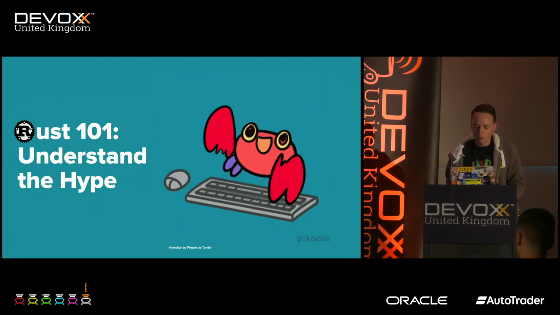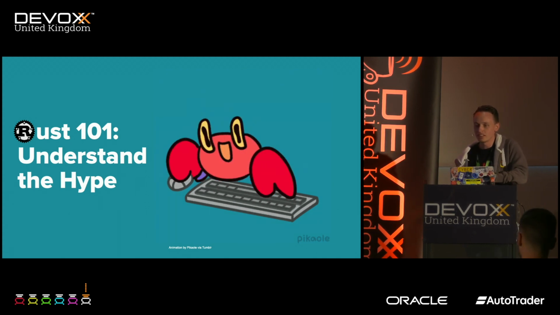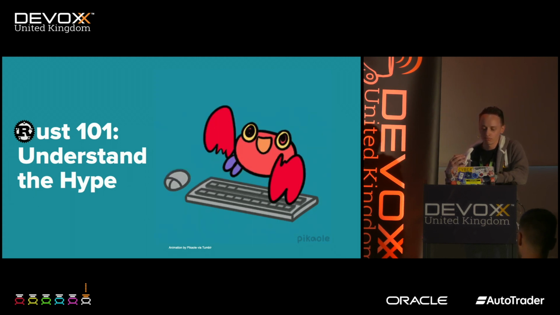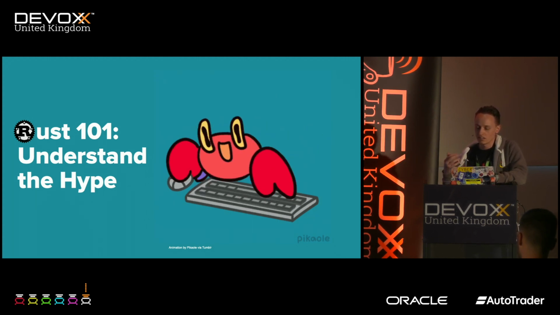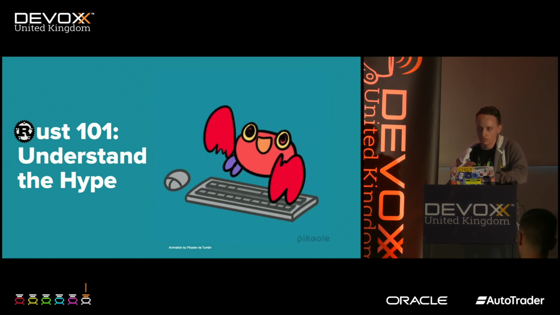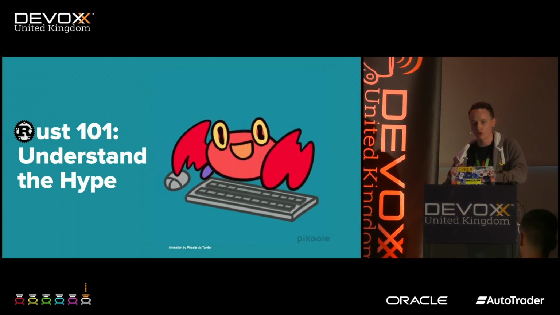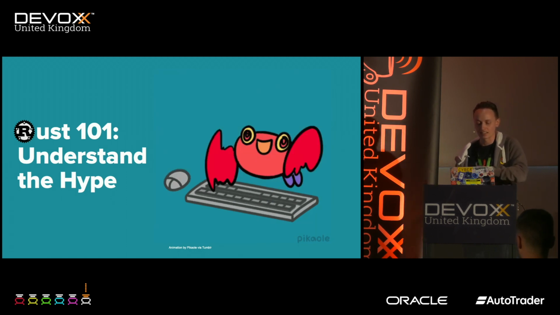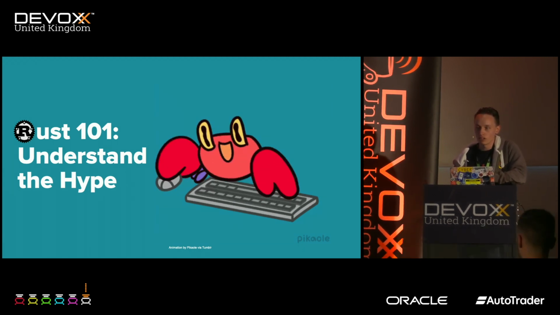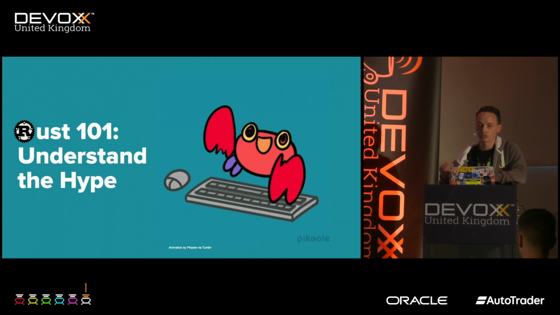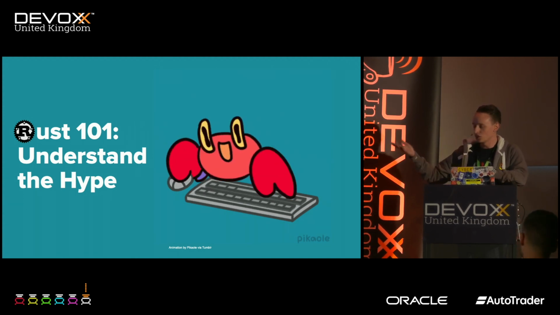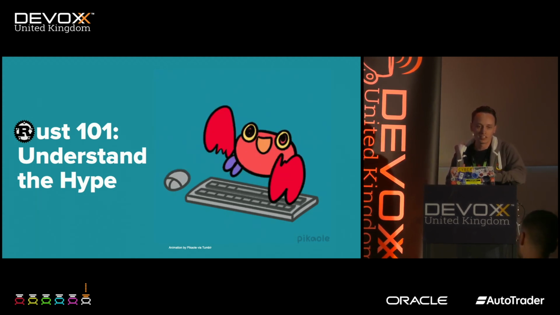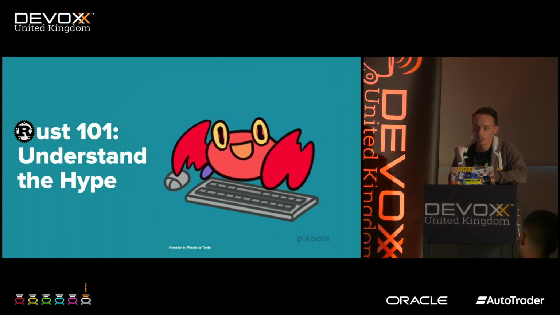So this is going to be all about Rust, Rust 101, understand the hype. This isn't a tutorial or a workshop. I'm not going to go into great detail or depth on how to write Rust or the exact syntax. We'll go a little bit over the basic syntax, but the thing I really want to get across is understanding the hype: what is unique about Rust, what is different.